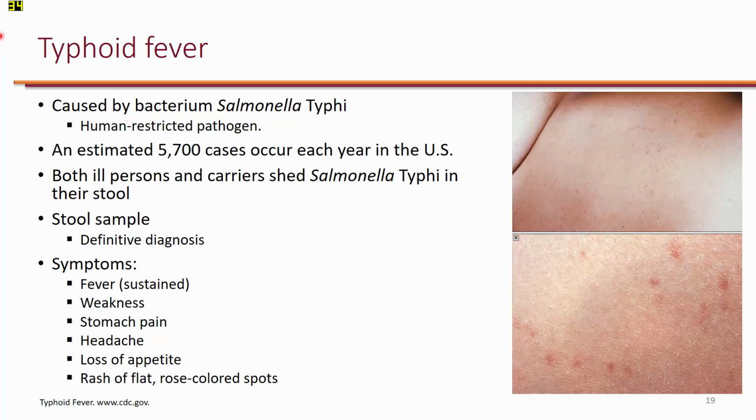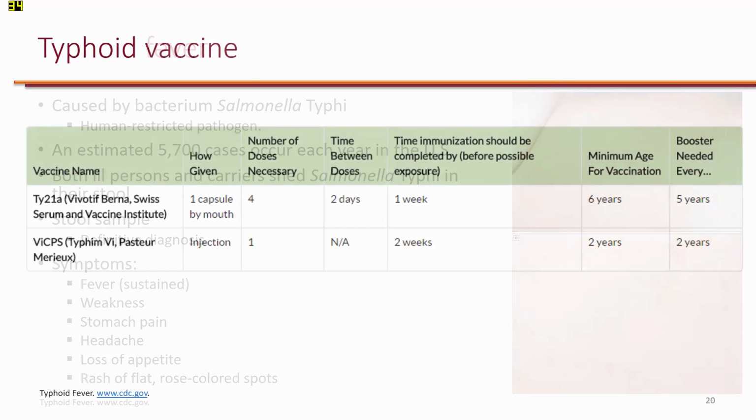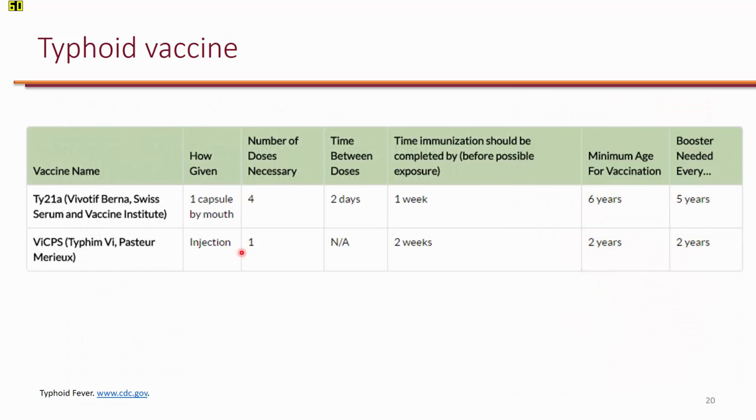Typhoid fever is caused by the bacterium Salmonella typhi. An estimated 5,700 cases occur each year in the US. Both ill persons and carriers shed Salmonella typhi in their stool. A stool sample is needed for definitive diagnosis. Symptoms include fever, weakness, stomach pain, headache, loss of appetite, and a rash of flat rose-colored spots, like you can see in this picture. And here are the two vaccines that I mentioned.